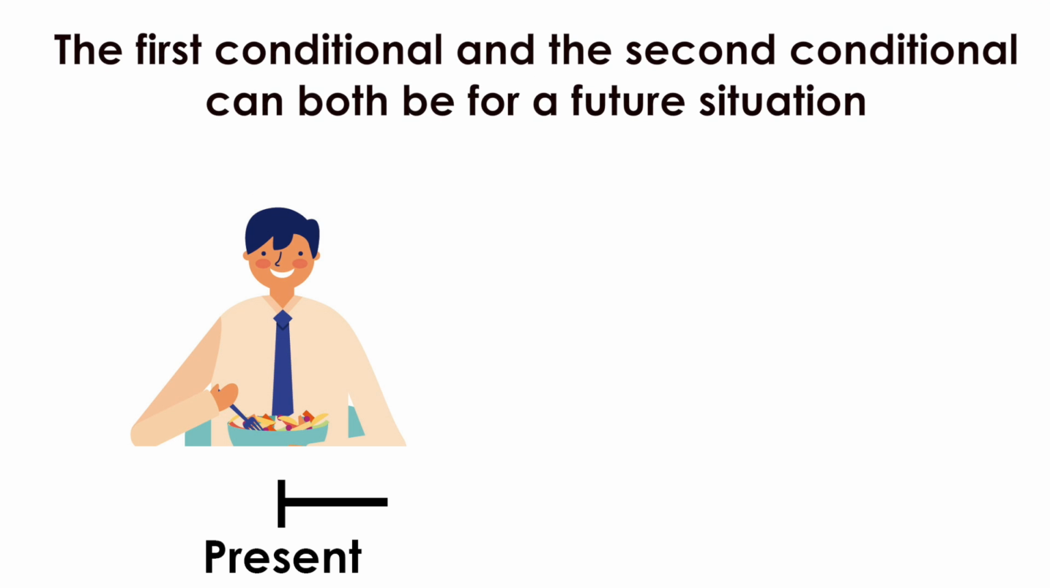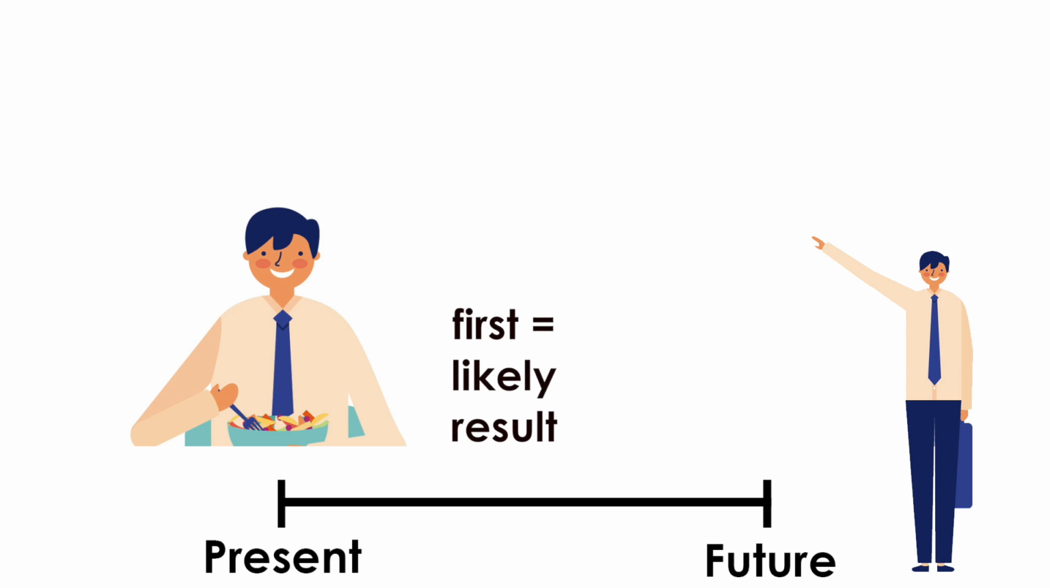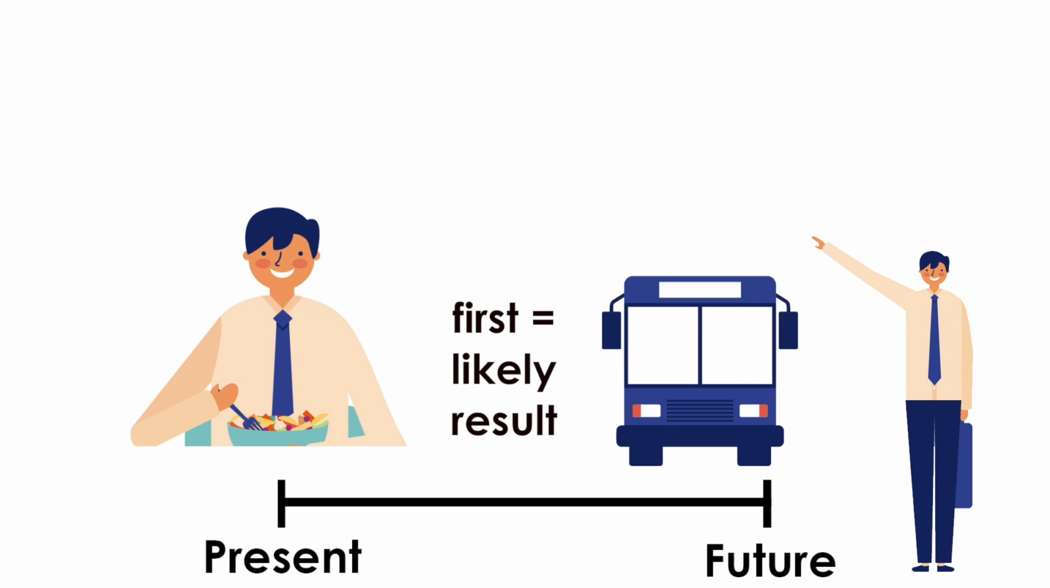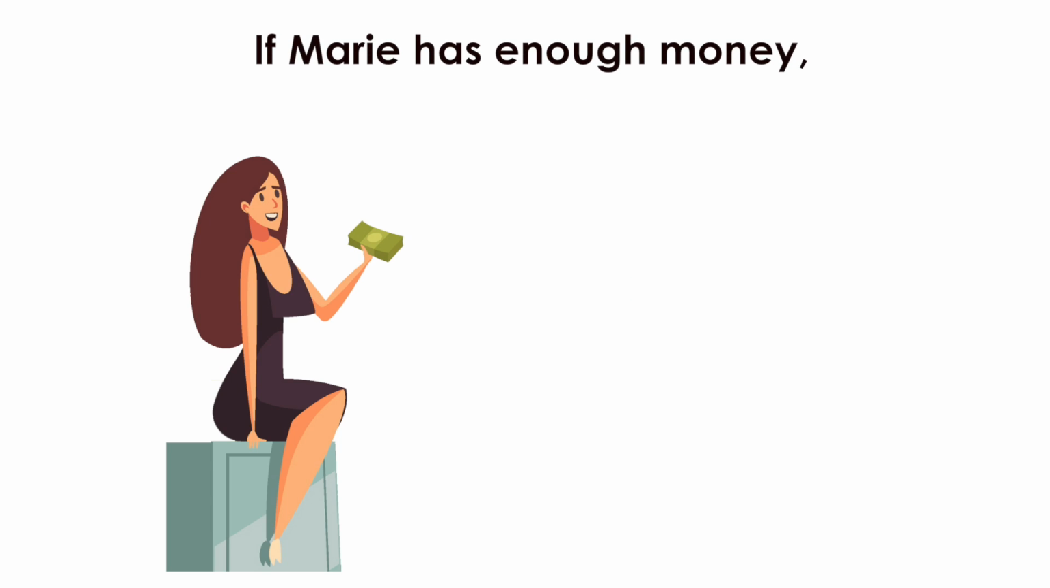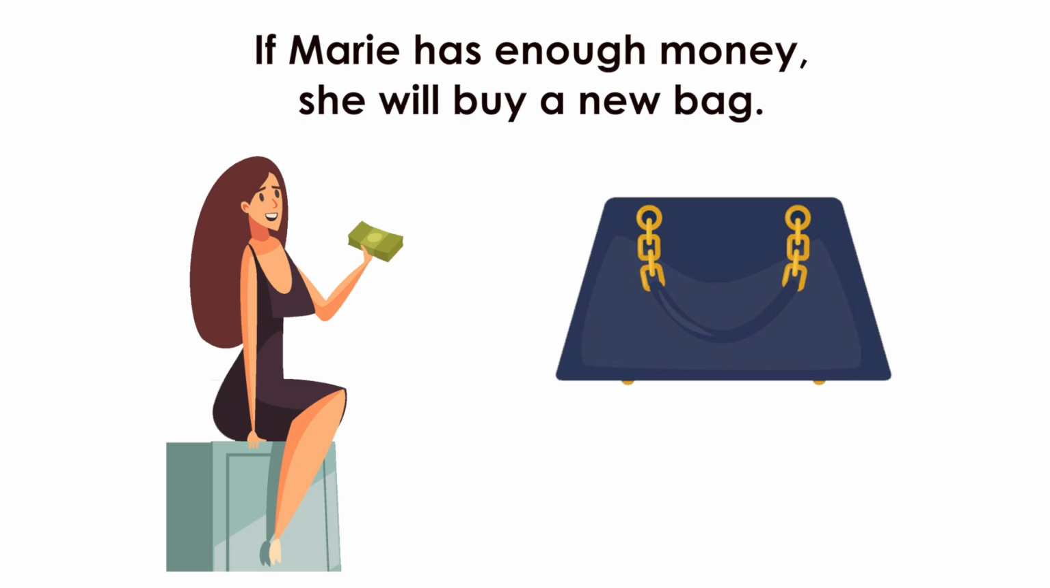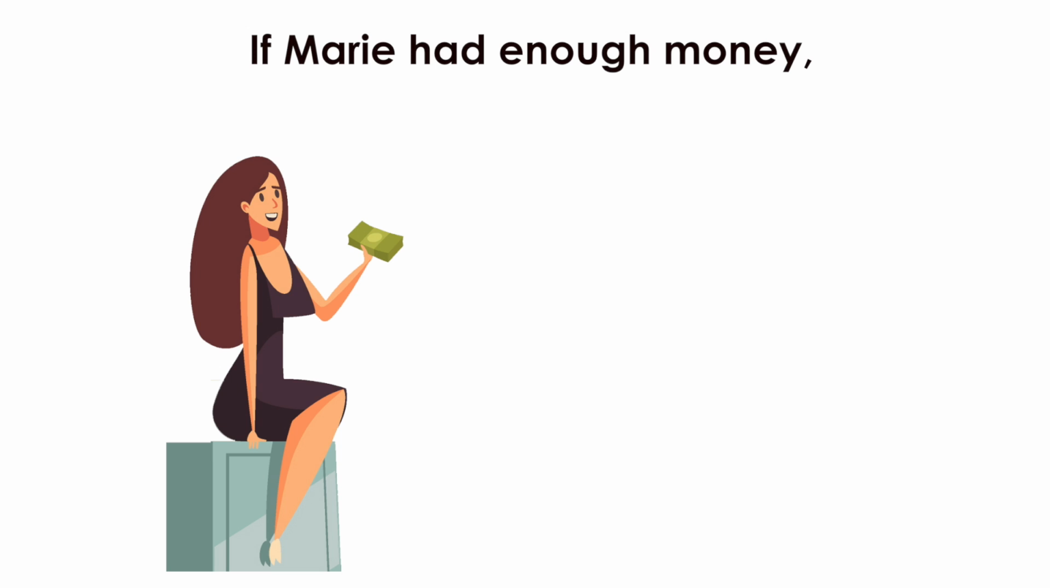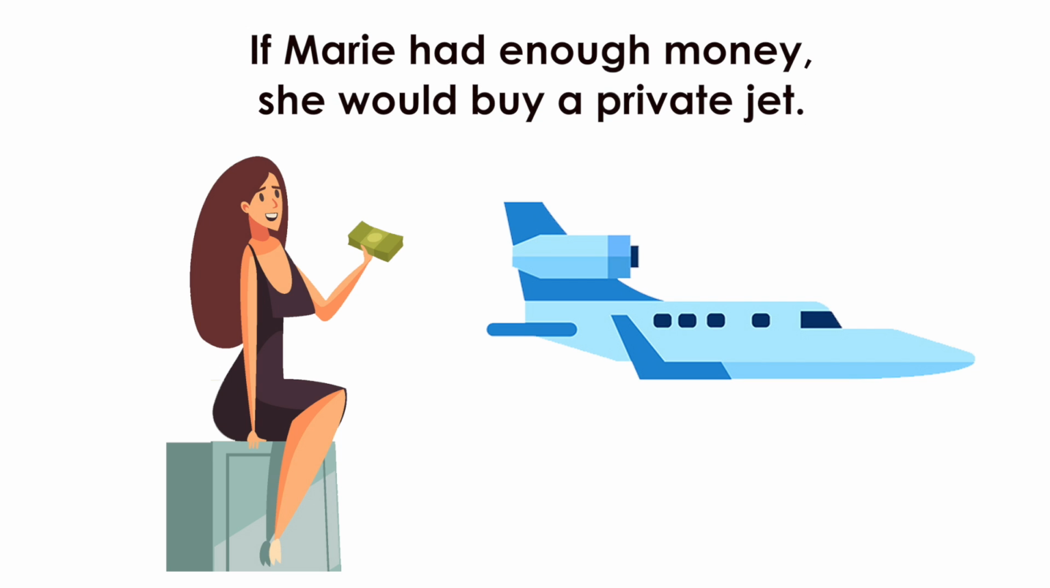The first conditional and the second conditional can both be for a future situation, but the first has a likely result and the second is unlikely or impossible. Compare these two examples. If Marie has enough money, she will buy a new bag. This is likely. If Marie had enough money, she would buy a private jet. This is unlikely or impossible.